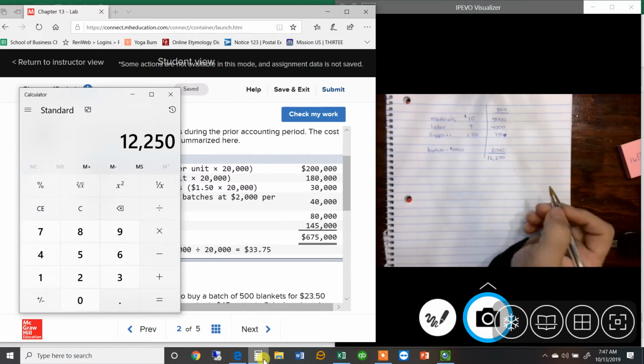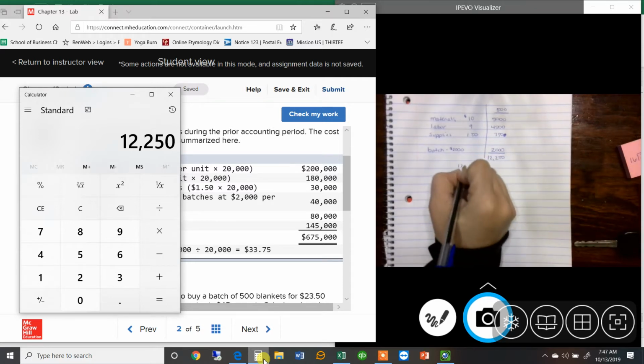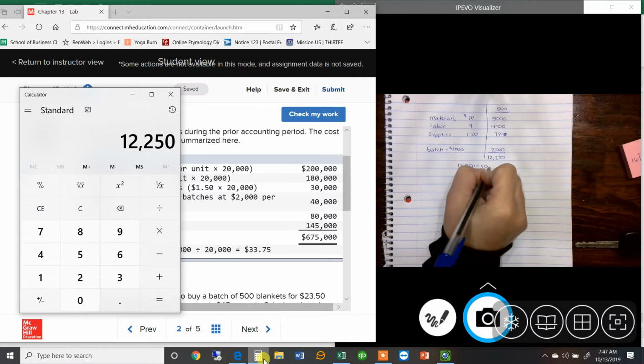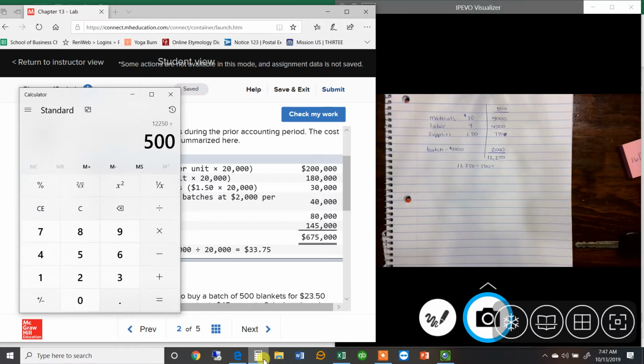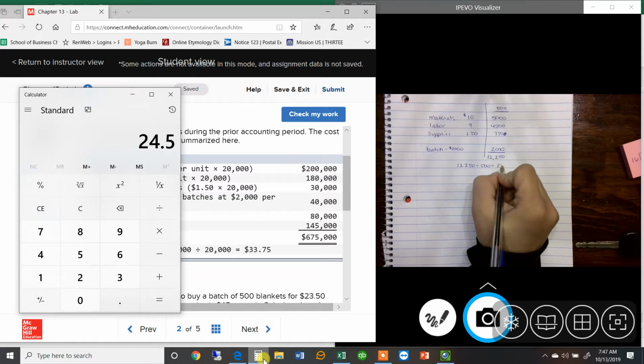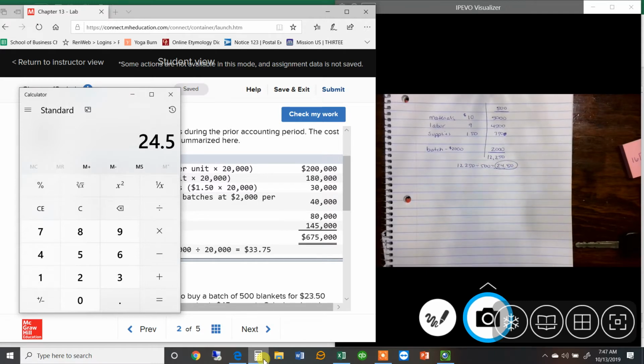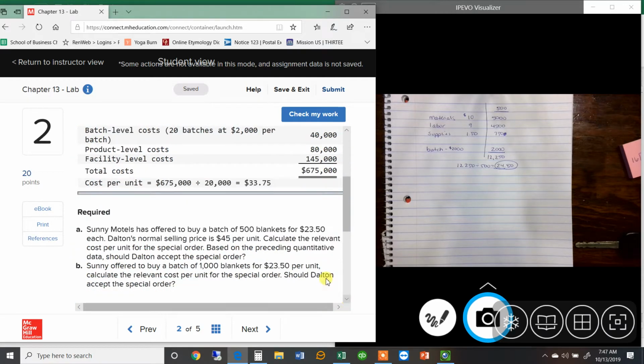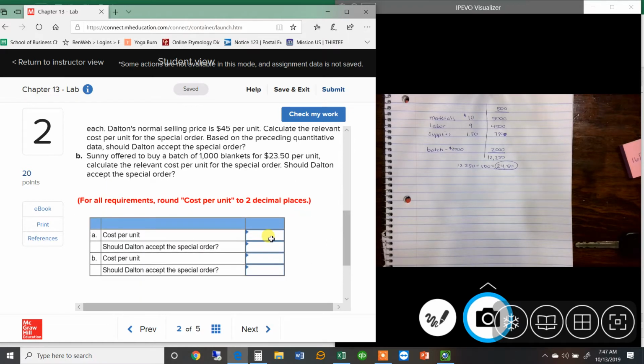And if I'm making 500 blankets, this is 12,250 divided by 500, which means that each blanket is going to cost me $24.50. So what this company wants to do is say, will you sell me blankets for $23.50? And I'm looking at this and saying, well, if I make 500 blankets for you, it's actually going to cost me $24.50 just in fees that can't be avoided. So at this point, heck no, I would not be willing to sell you any blankets for $23.50.